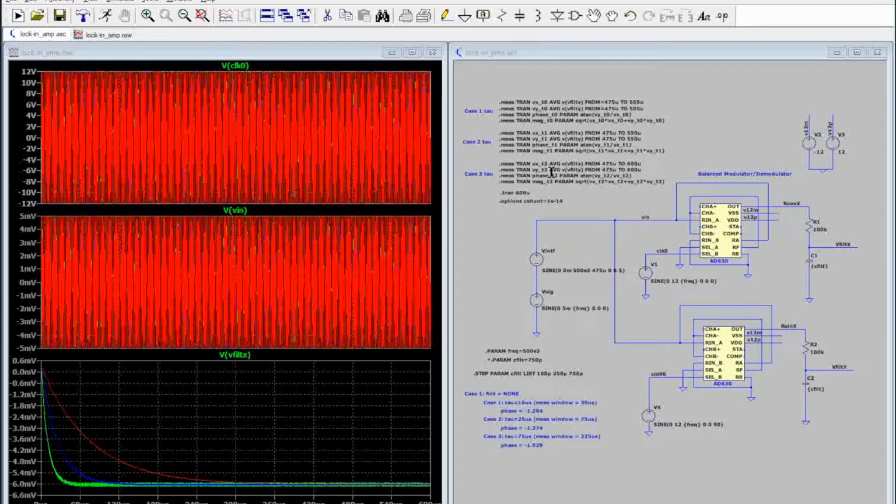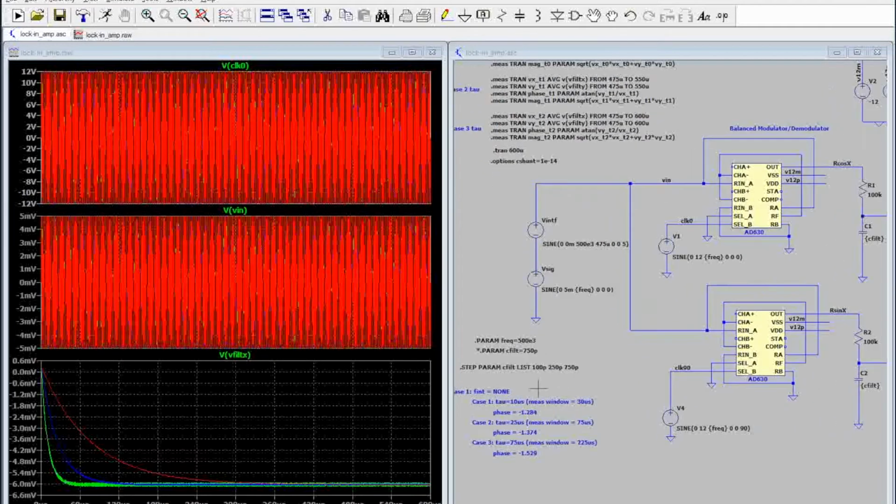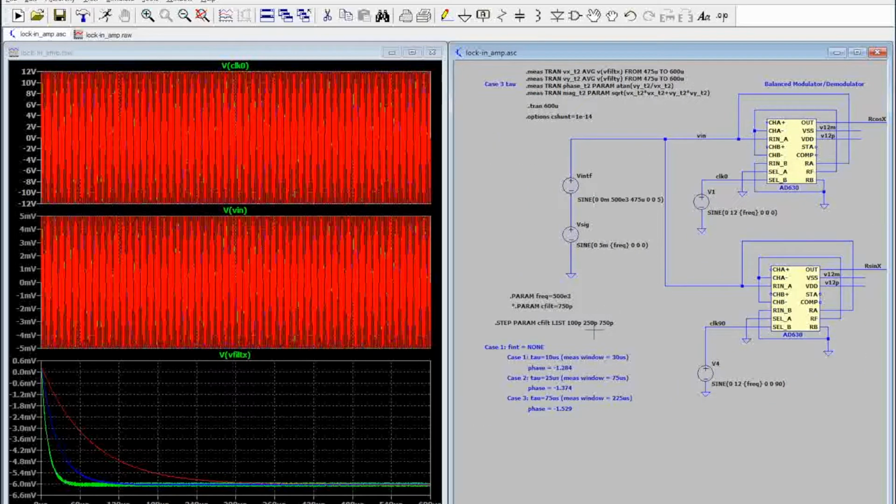Then for case 2, I'm going to use the measure 2 set of statements. And for case 3, for the 75, I'm going to use the case 3 set of measurements. And from the log file, I'm going to pick out these 3 cases, and I've written those 3 values down over here. As you can see, without any noise, the phase for the shortest time constant, I got minus 1.284 degrees. Ideally, it should have been 0. For the 25 microseconds, I got 1.374. And for case 3, minus 1.529.